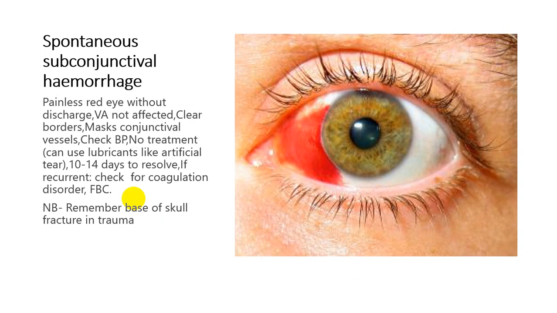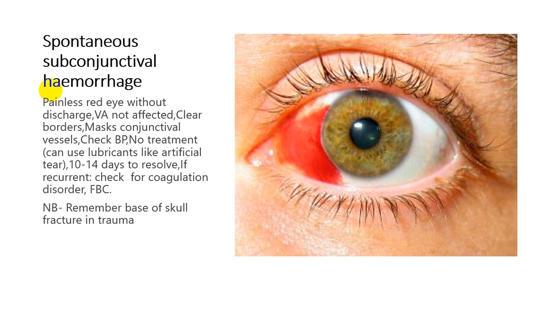And subconjunctival hemorrhage. This is a painless red eye without discharge, visual acuity not affected, with clear borders, and visible conjunctival vessels. You should check BP, no treatment is needed. You can use lubricants like artificial tears. It takes 10 to 14 days to dissolve. If recurrent, you should check for coagulation disorder and full blood count.